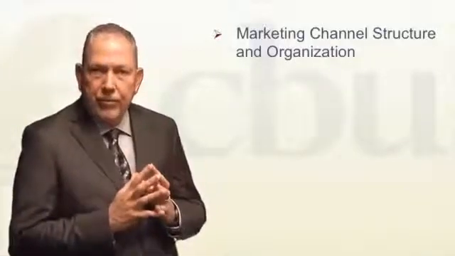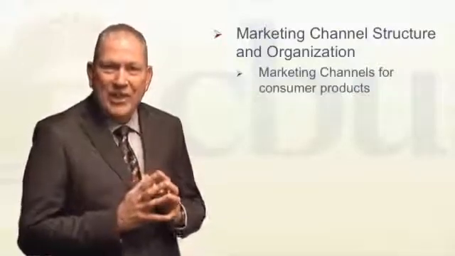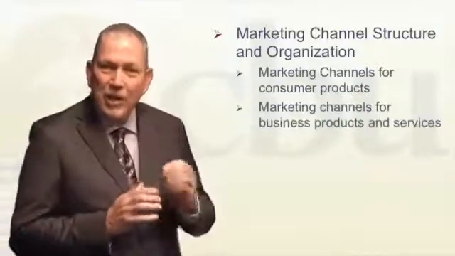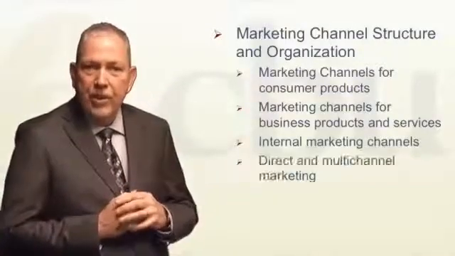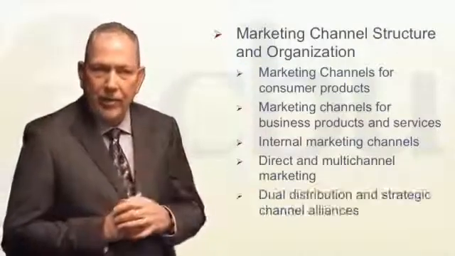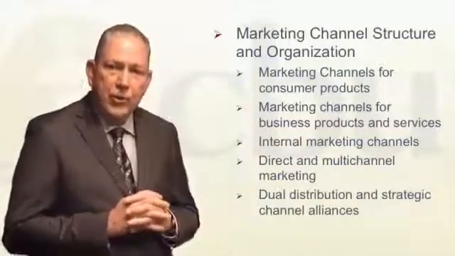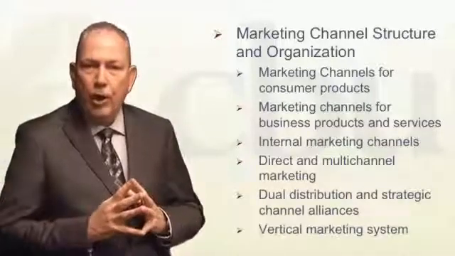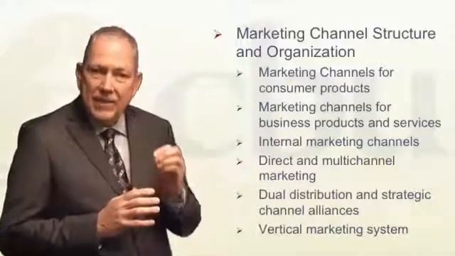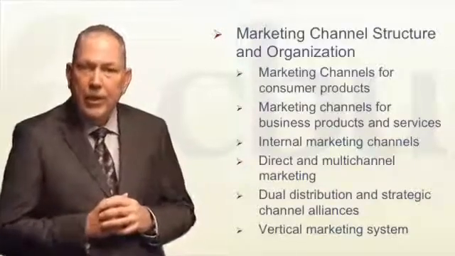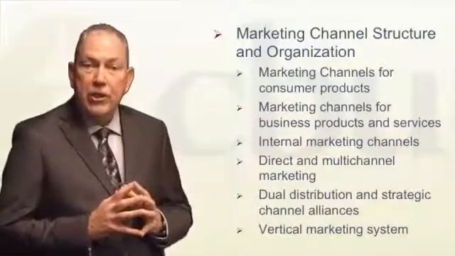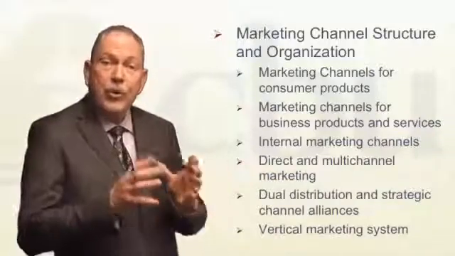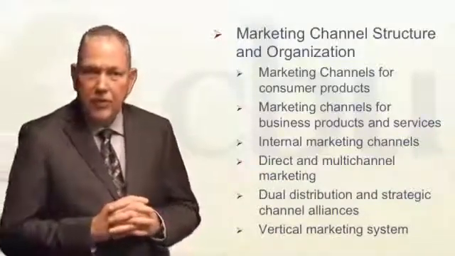Your textbook discusses 6 important channel structures, including marketing channels for consumer products, marketing channels for business products and services, internal marketing channels, direct and multi-channel marketing, dual distribution and strategic channel alliances, and finally, vertical marketing systems. When selecting a specific strategy, you should refer to page 302 and investigate the advantages and disadvantages of each structure. This information will be a good source for you as you support your claims, recommendations, suggestions, and proposals.